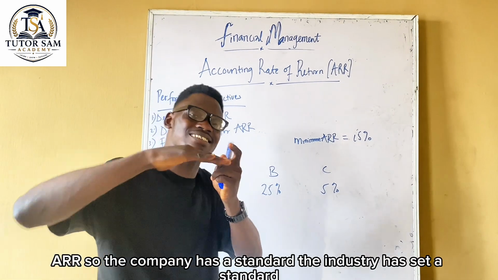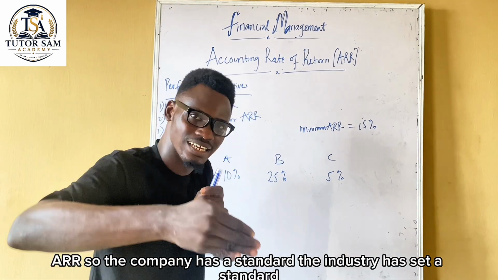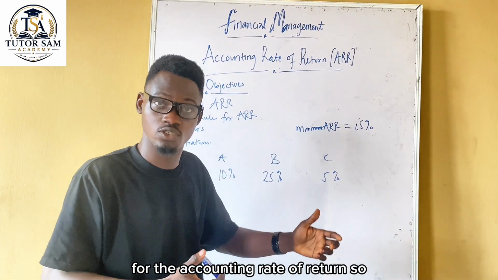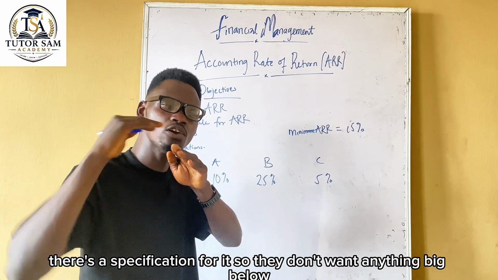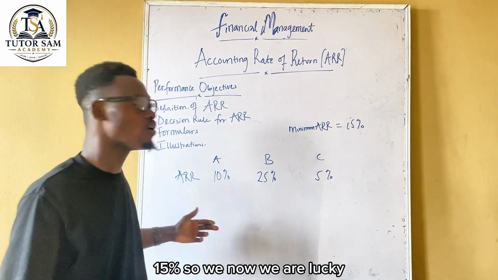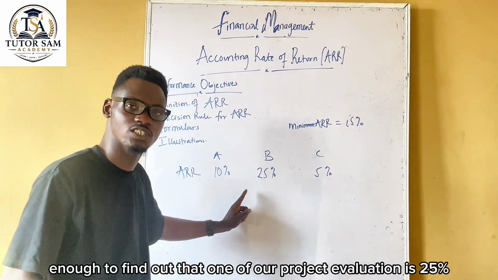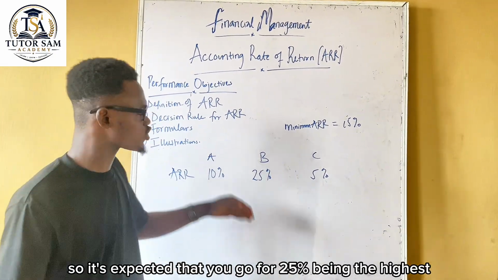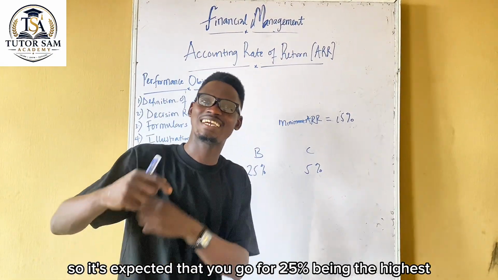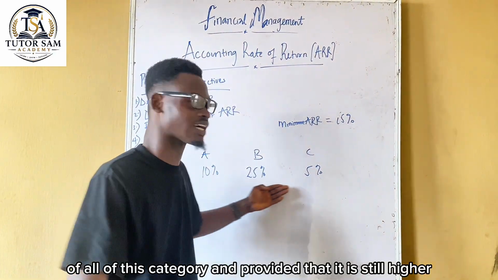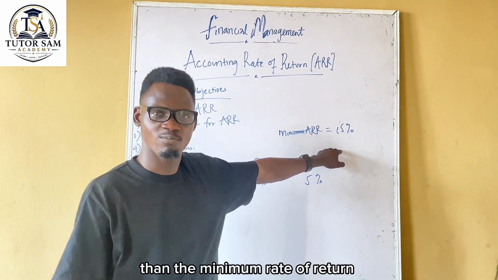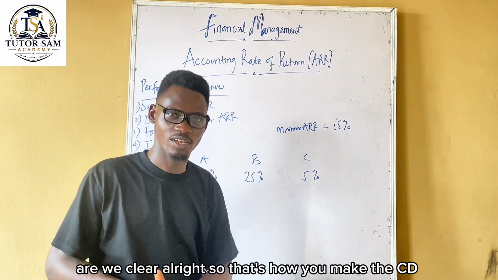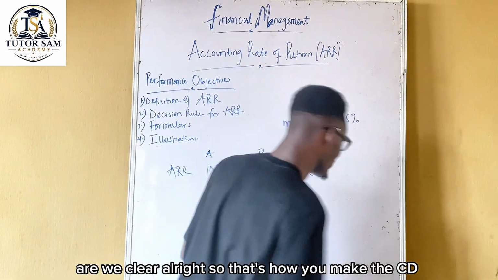So the company has a standard; the industry has set a standard for the accounting rate of return too. There's a specification for it, so they don't want anything below 15%. So we're lucky enough to find out that one of our project evaluations is 25%. So it's expected that you go for 25%, being the highest of its category, and provided that it is still higher than the minimum rate. Are we clear? All right. So that's how you make a decision.